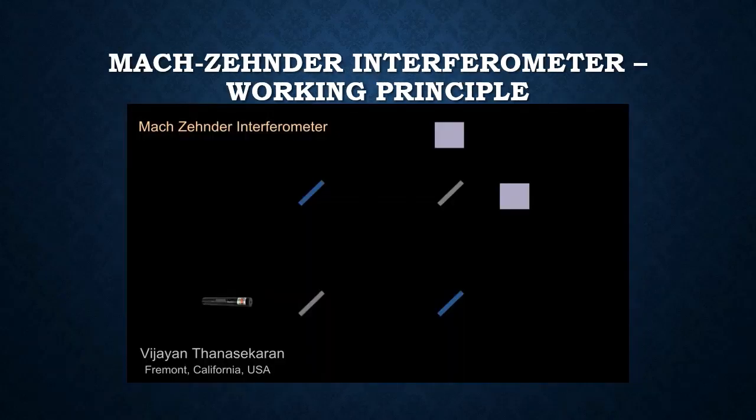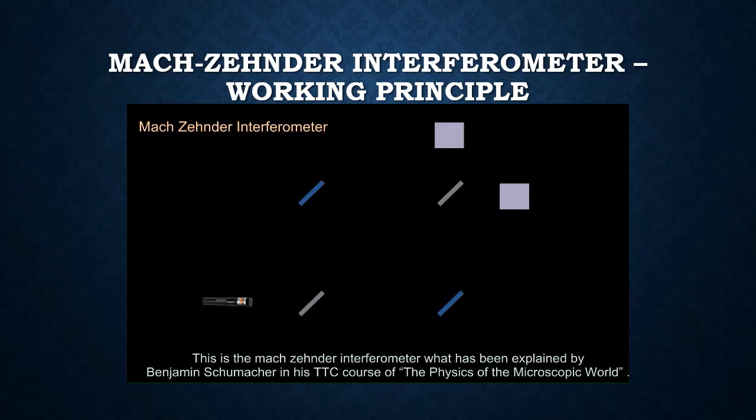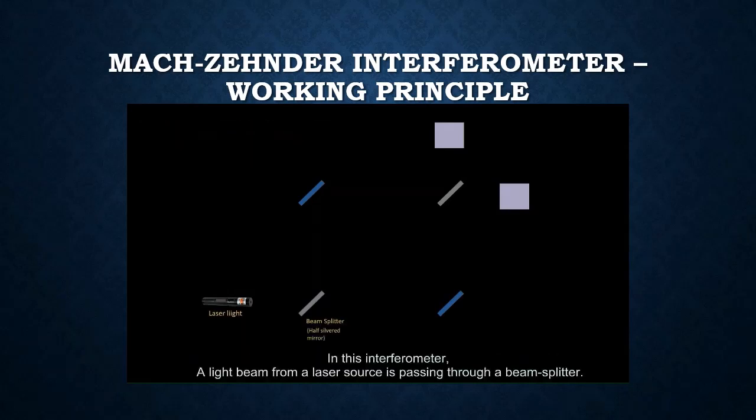So let us see the working principle of a Mach-Zehnder interferometer, which has been delivered by Vijay Thanasekaran from a company in California, right? Let us see. So here it is the laser pointer Mach-Zehnder interferometer. We have a laser and a beam splitter. So your grey color mirrors will be the beam splitter, right?